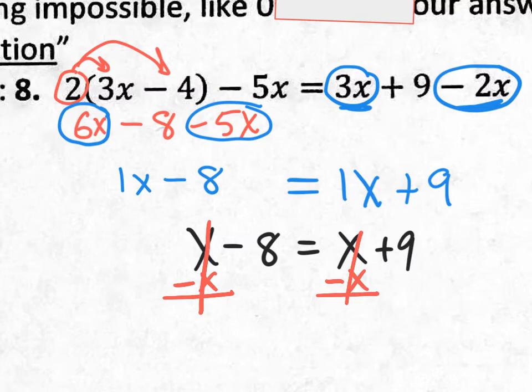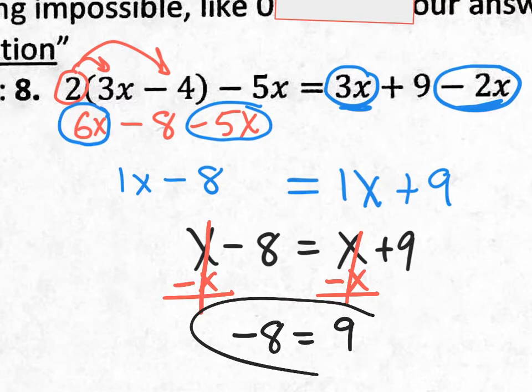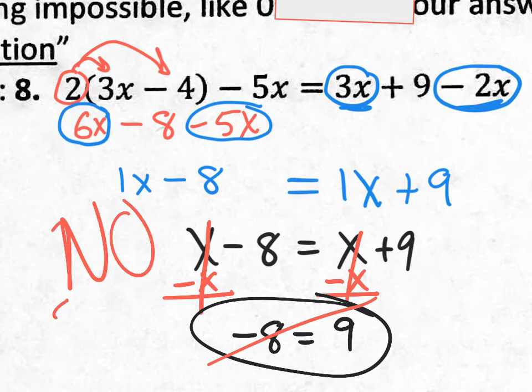What's left over, guys? We have negative 8 on the left side equals positive 9 on the right side. Negative 8 equals positive 9? That's impossible. It's nowhere true, right? Negative 8 is not equal to positive 9. It's not. So what do we say? We scratch it out and we say no solution.